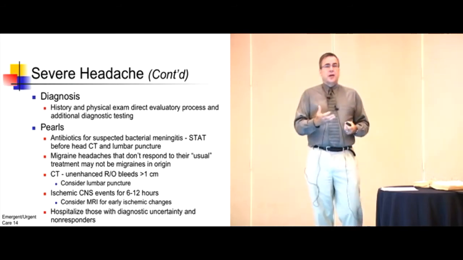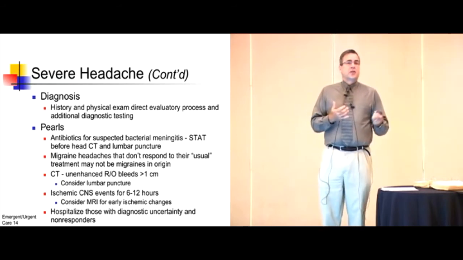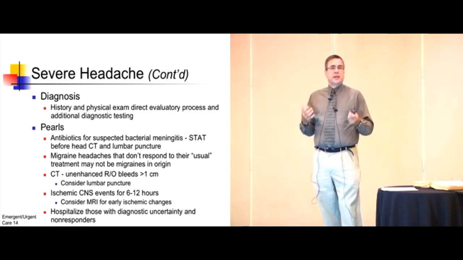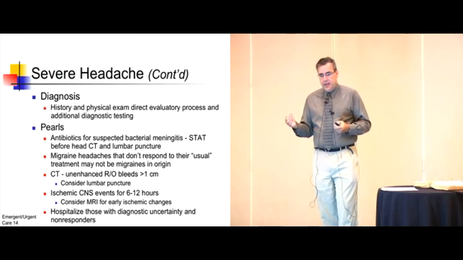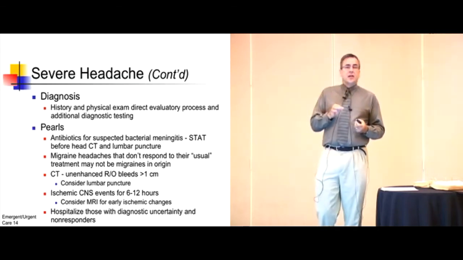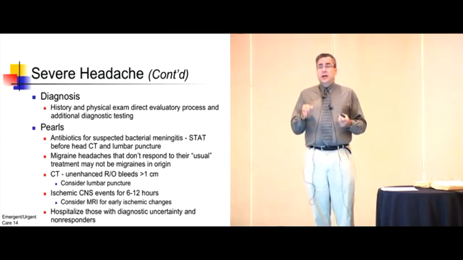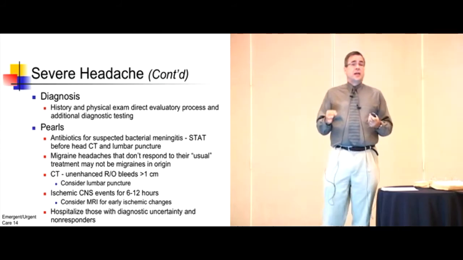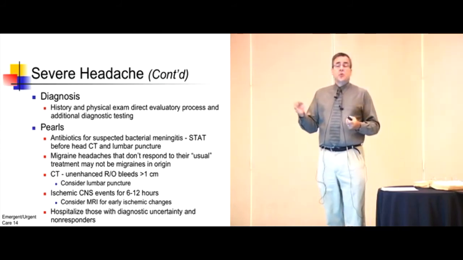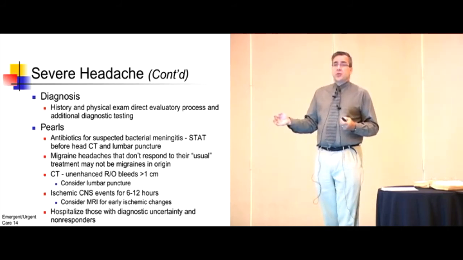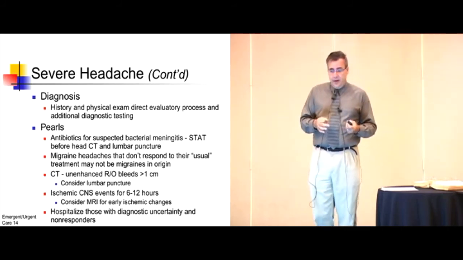The next couple pearls have to do with diagnosis and management of acute bleeds that are associated with headache. A CT scan can be used to rule out a bleed that's greater than 1 centimeter. So that's a fairly large bleed, and if you have a suspicion, then you want to consider doing a lumbar puncture to rule out a smaller bleed.